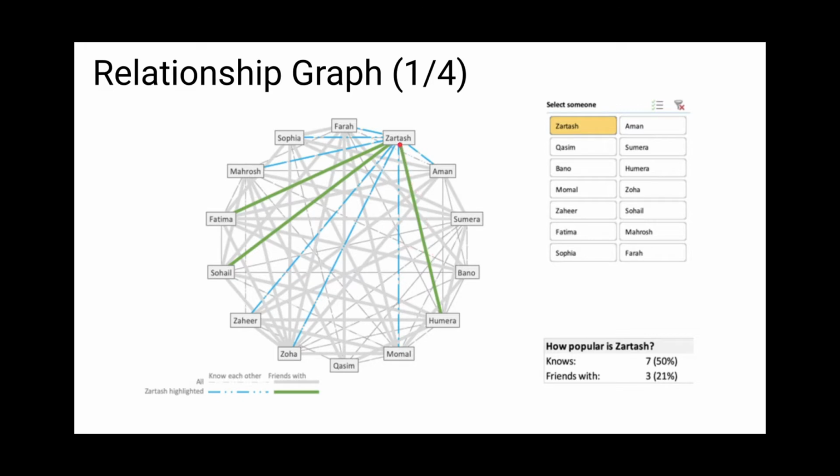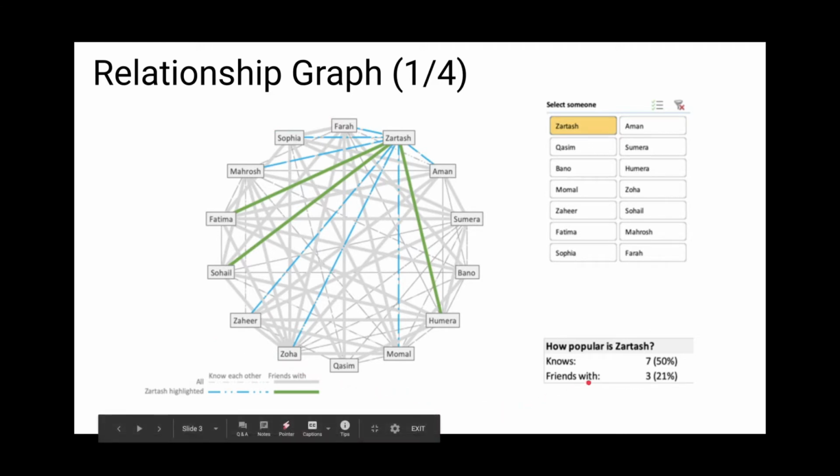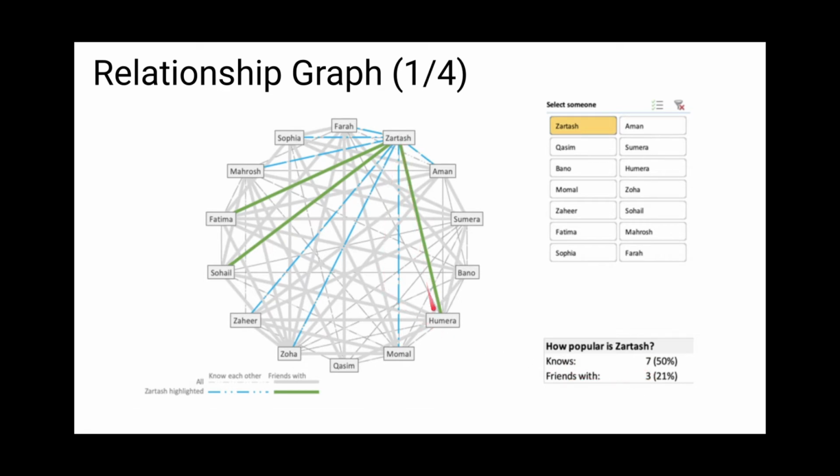The length of the line also demonstrates the strength of the relationship. The shorter the length of the line, the stronger the relationship. So in this graph, we can see that Zartash knows 7 people and she is friends with 3 people. So we can see that Zartash is friends with Humaira, Suhail and Fatima.